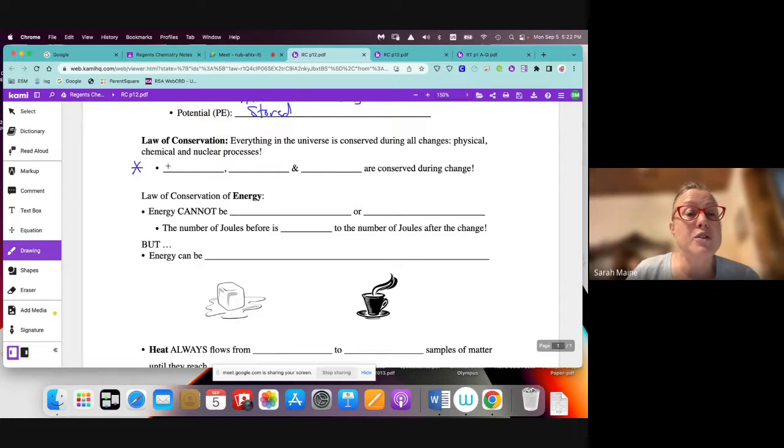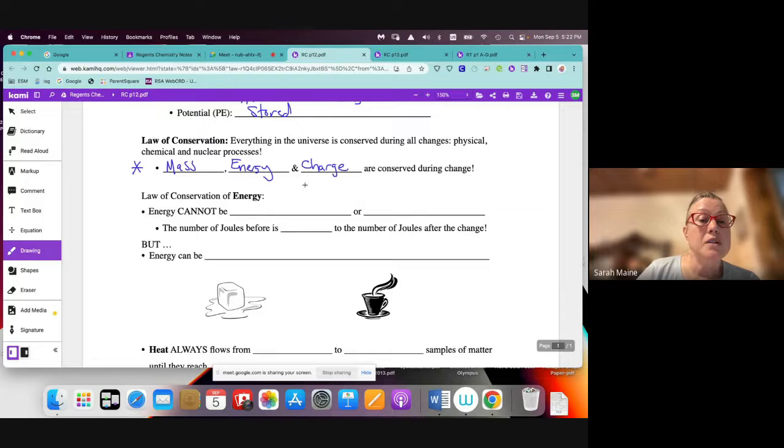So the three major areas, no surprise here, are that mass, as in the particles of matter, is conserved. The amount of energy is conserved. And something else that we'll talk about later in the school year is charge. So these are three things that we track during changes that occur, and they are all conserved: mass, energy, and charge.